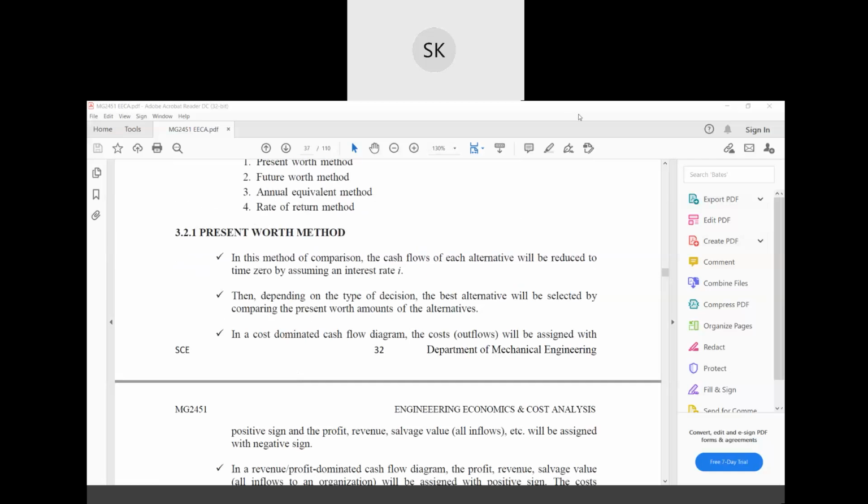The main important thing is that the best alternative will be selected by comparing the present worth of the alternatives. You have to select the alternative based on its present worth. How much is the present worth of that? You can also relate this with the valuation: how much is the valuation value of that project on the present day?